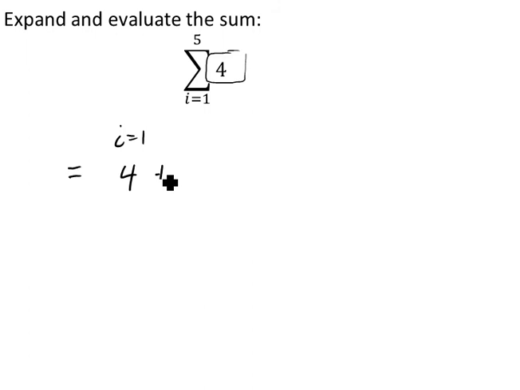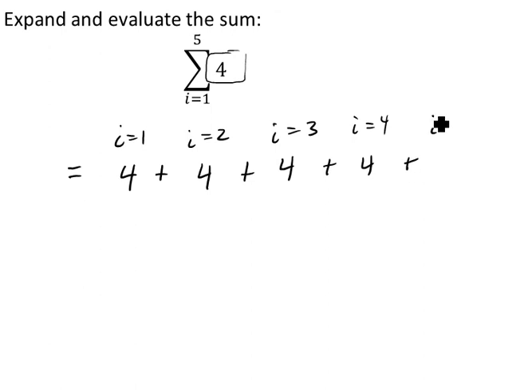And so I want to add to that what I get when I plug a 2 in for i. But again, there's no i there, so there's nowhere for me to put a 2. So this expression would still just again come out to 4. Then I want to add to that what I get when I plug a 3 in for i. Well, again, I'm just going to get a 4. And then plug a 4 in for i. Now I would just get 4.